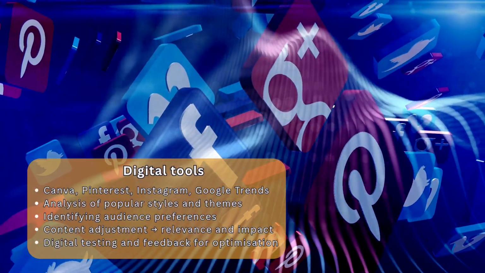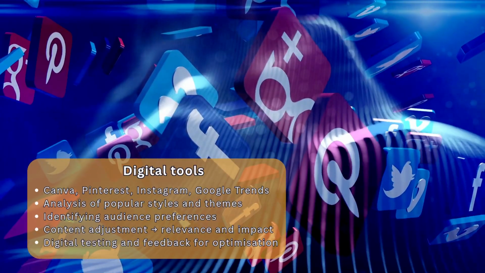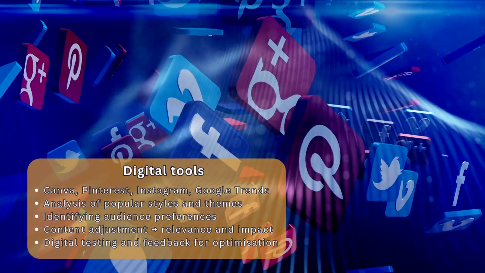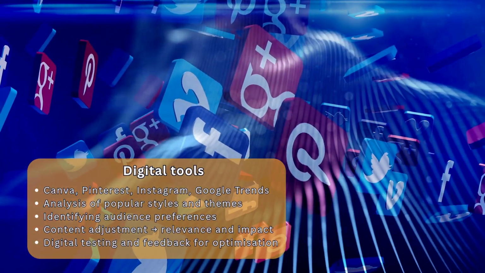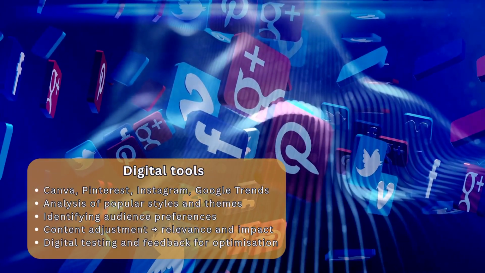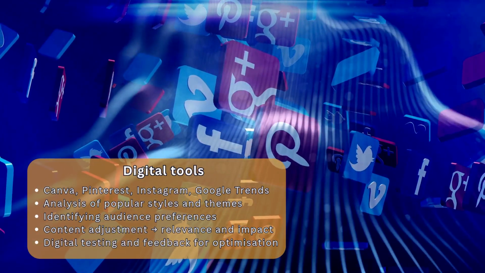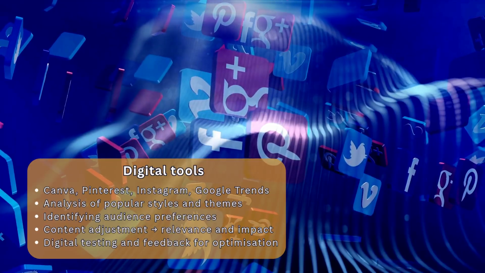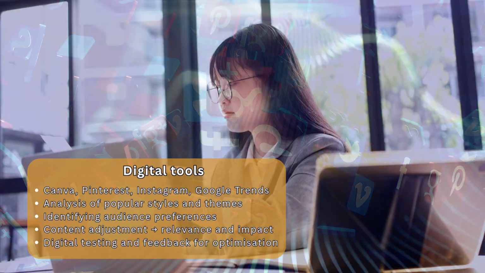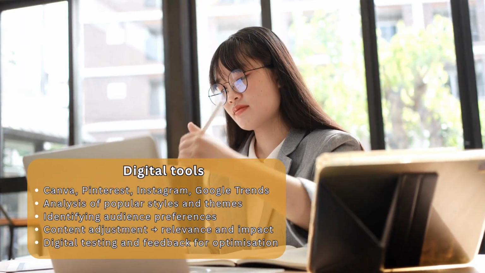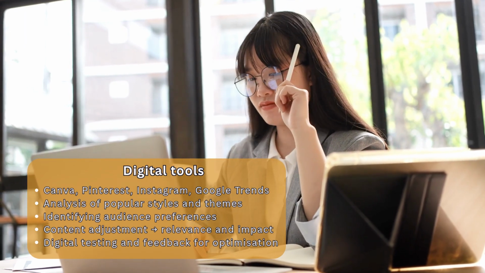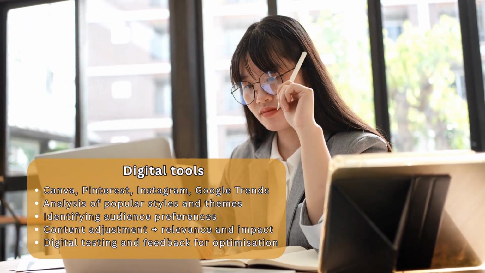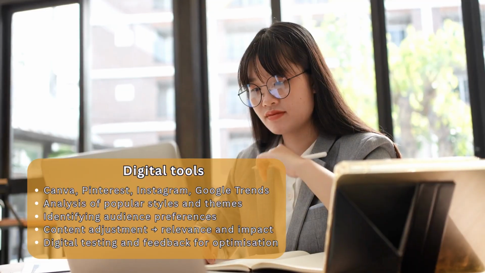Canva, Pinterest, Instagram, and Google Trends show you what styles are in demand, what emotional themes are popular, and what types of images attract attention. These tools don't dictate your creation, but help you communicate it effectively and maximize its impact. You can analyze colors, fonts, visual structure, and the types of content preferred by your audience.